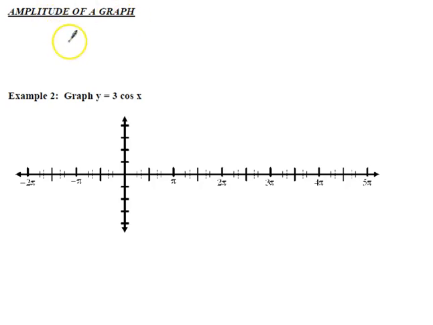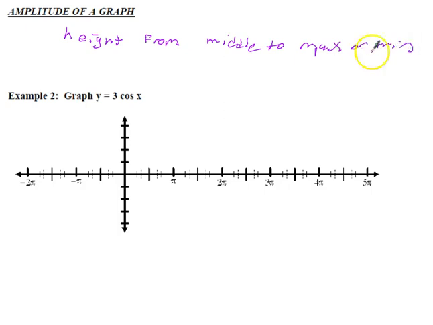So we've been talking about the height of graphs, so we notice that the graphs have changed in height. And that is the amplitude. So it's the height from the middle of the graph to the maximum or the minimum.